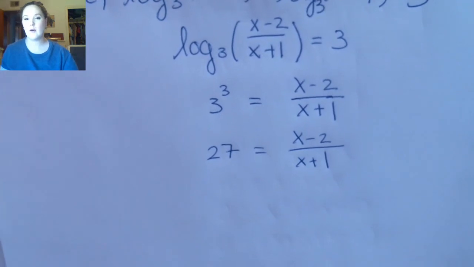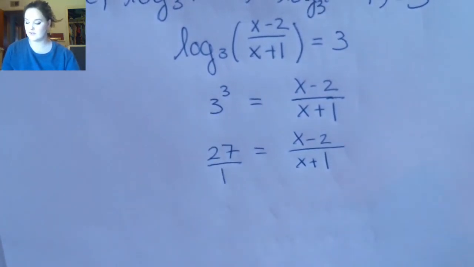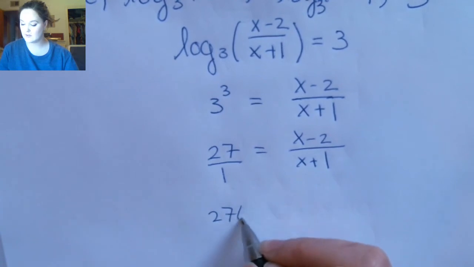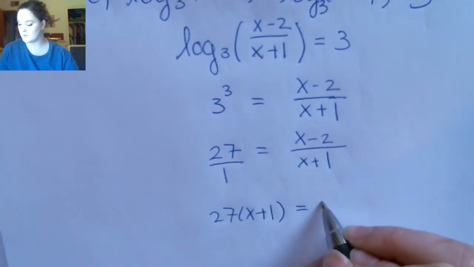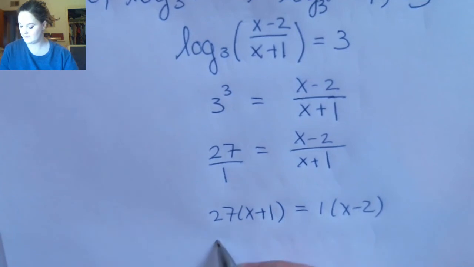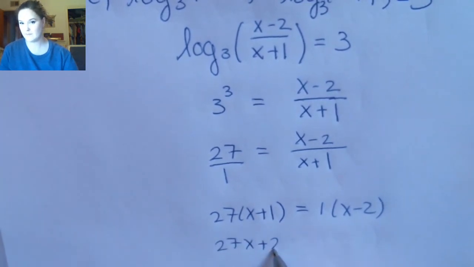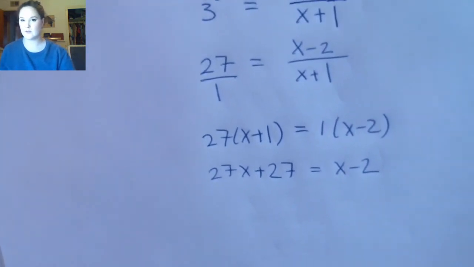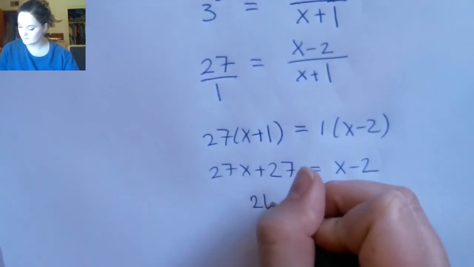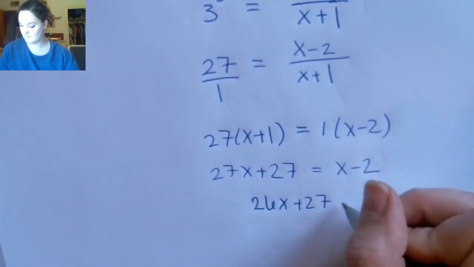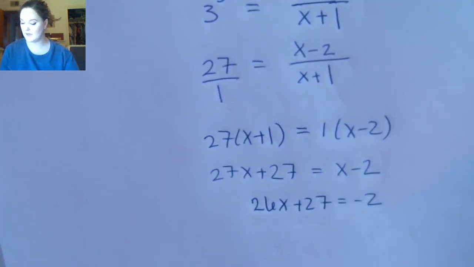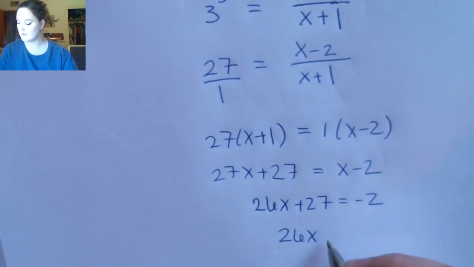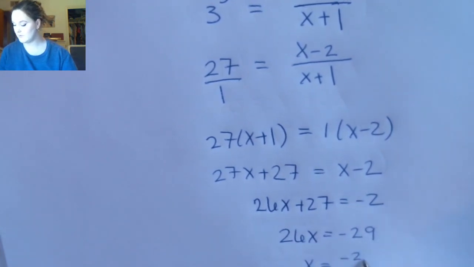All right, and now I'm going to use cross multiplying to solve this. So 27 times x plus 1 equals 1 times x minus 2. So I'm going to subtract x from both sides. And then subtract 27 from both sides. And that gives me x equals -29 over 26.